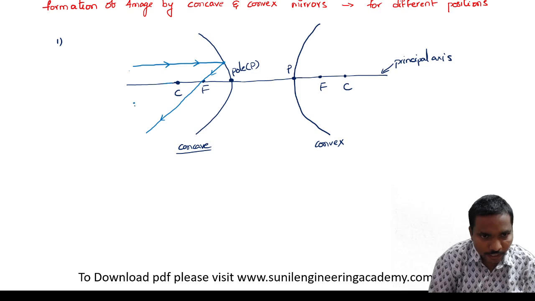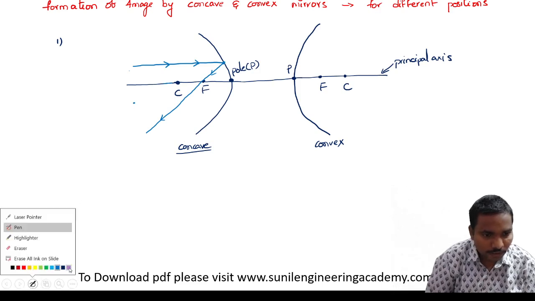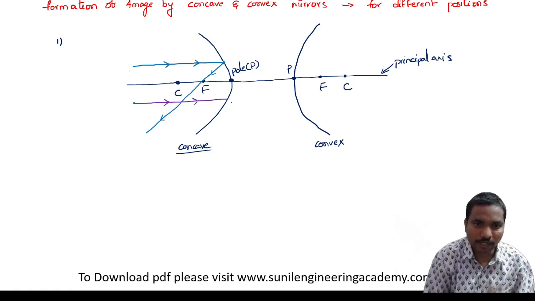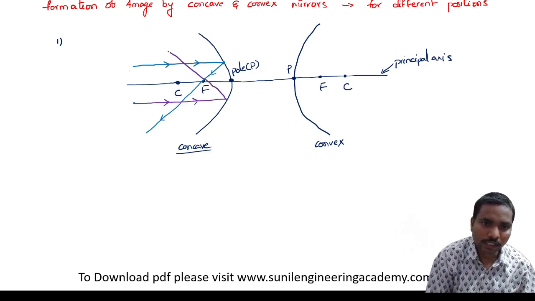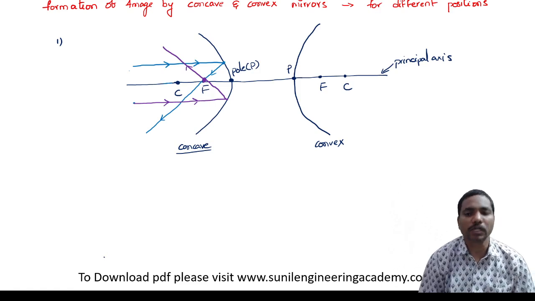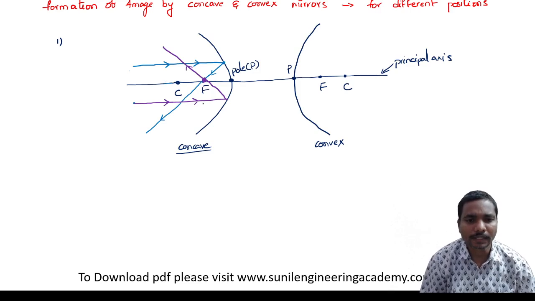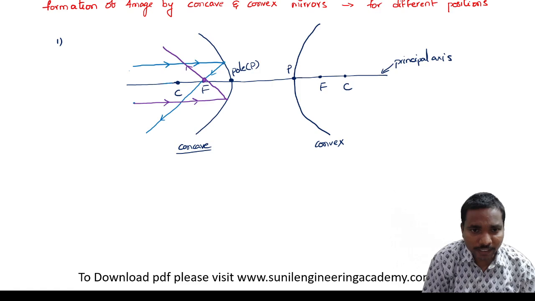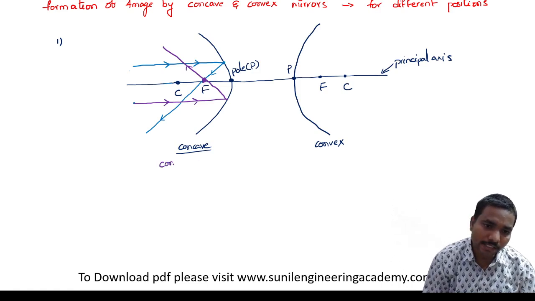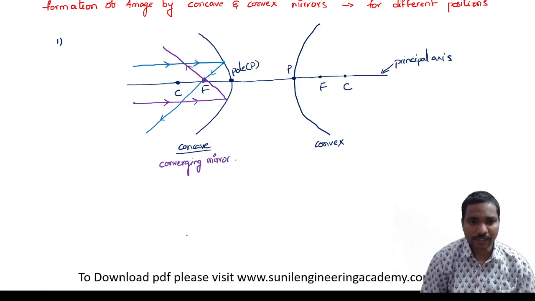If you place the object here and any one light ray is parallel to the principal axis, after reflection, it will go through the focus like this. All the reflected rays meet at one particular point. That point is called the focus. All the reflected rays converge at one point, so that's why this mirror is called the converging mirror. You can note down the point here.